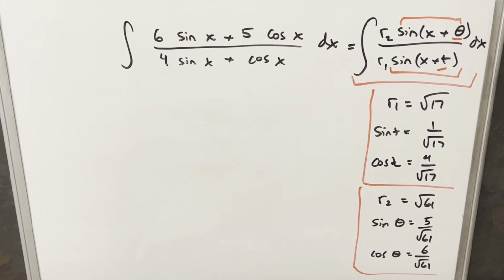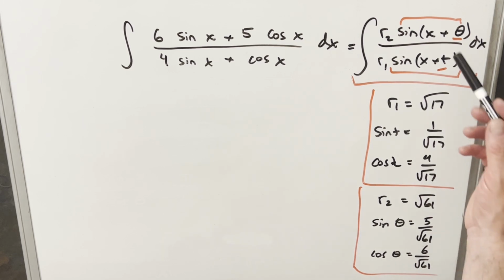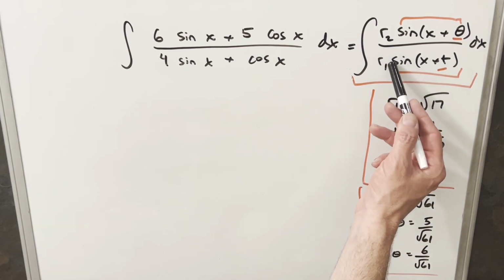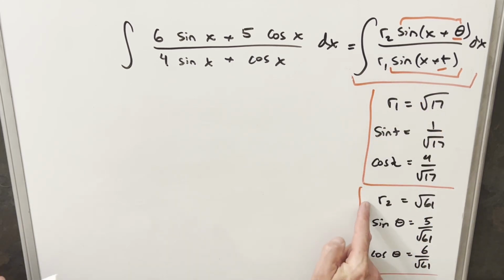Okay, now at this point, I think we have everything we need over here on the right in order to finish this off. What we're going to do to continue is use this formula like I mentioned. But now notice r2 over r1 is just a constant value that we can bring out front, and we know those values.